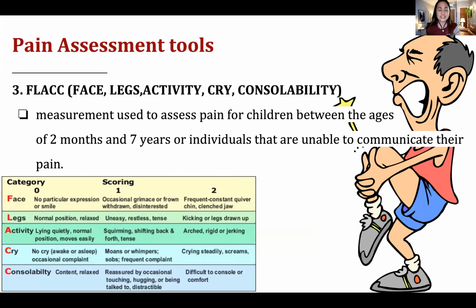If we're talking about FLACC, this is for patients who are 2 months to 7 years of age. You have the face, legs, activity, cry, and consolability. So there is a scoring. For example, for the face, 0, the lowest score, is if there is no particular expression, then score 1 is occasional grimace or frowning, withdrawn, and the highest score is frequent to constant quivering chin, clenched jaw. So this is how we will score in the FLACC.